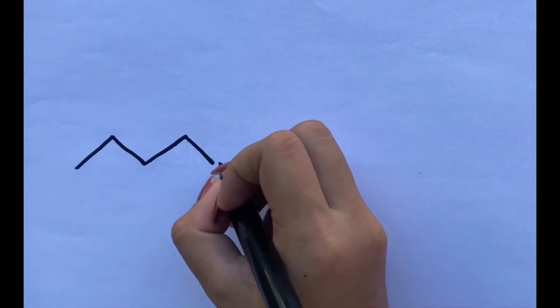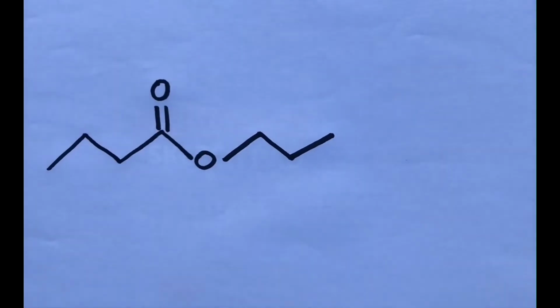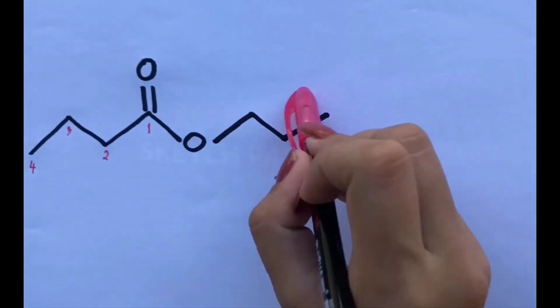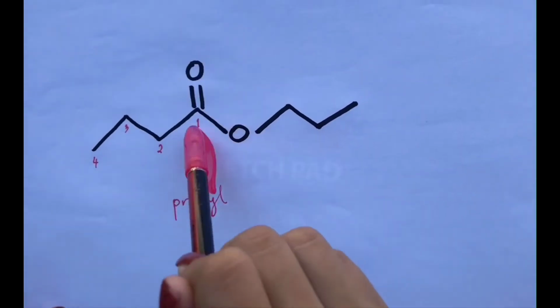The first example is propyl butanoate. Always remember that an ester has 2 parts. One is from the carboxylic acid, which is the parent chain, and the other is from the alcohol, which is the side chain. So this is how you draw the structure.